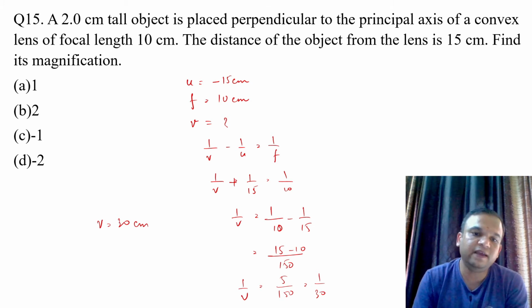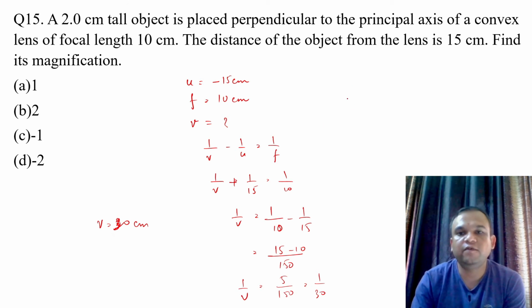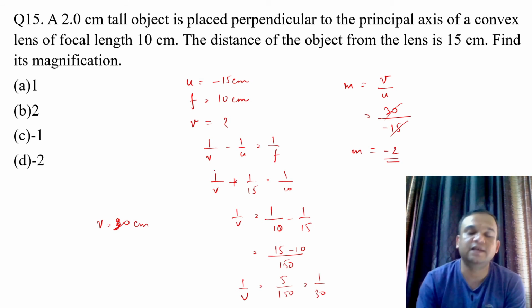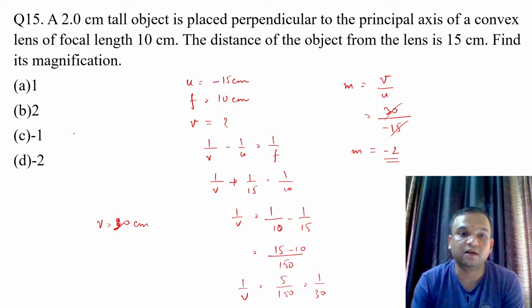So if we get v as 30 centimeter, now we will find out the magnification, and its formula is v upon u. We know that the value of image distance is 30 centimeter and object distance is minus 15 centimeter, and when we calculate it, it gives us the answer of -2. It means that the image is inverted and real, and the answer will be option D, that is -2.